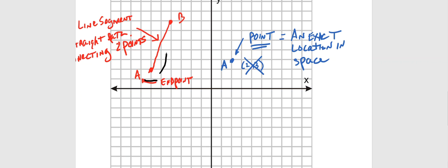So now we have a way of identifying specifically this line segment, and this line segment is going to be represented by the endpoints. So the way we name this is A B, and we draw this symbol over it. That tells me it's a line segment, okay?